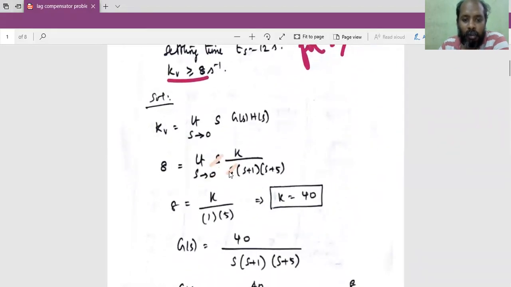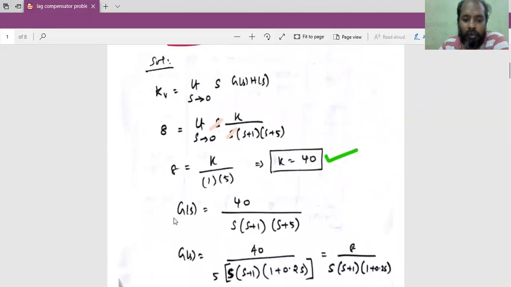Now replacing s with 0, I will get K by 1 into 5. So K is equal to 8 into 5, which gives you 40. So now the transfer function is 40 by s into (s plus 1) into (s plus 5). For this transfer function, you are supposed to find whether you need a compensator or the system satisfies the provided specification. Otherwise, we have to go for a compensator design and make the system satisfy the specification.